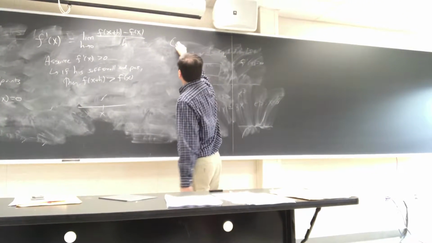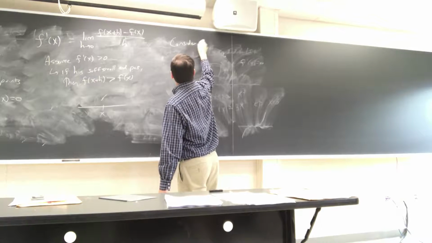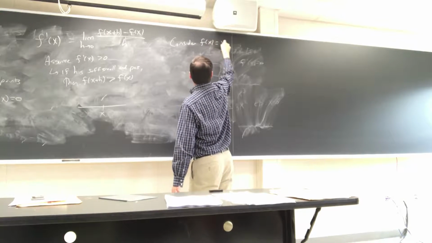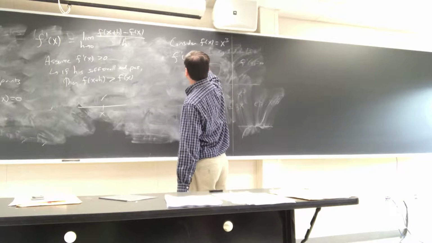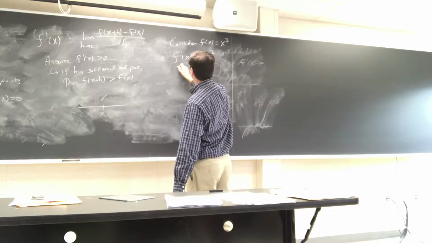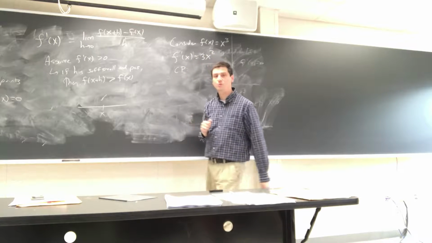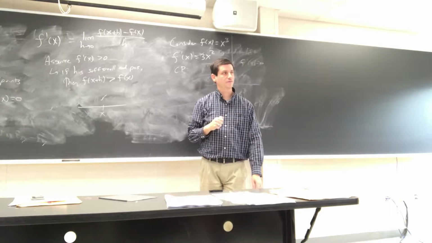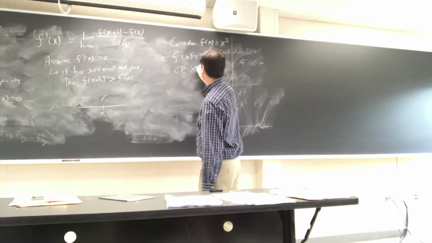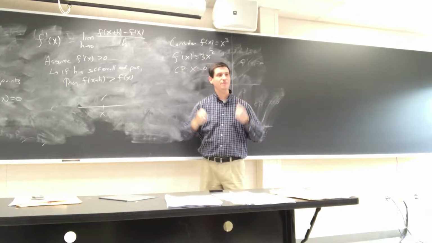Let's consider f of x is x cubed. So I get f prime of x is 3x squared. So what are the critical points? When does 3x squared equal 0? When x equals 0. Critical point is x equals 0. Do we have a maximum or minimum?